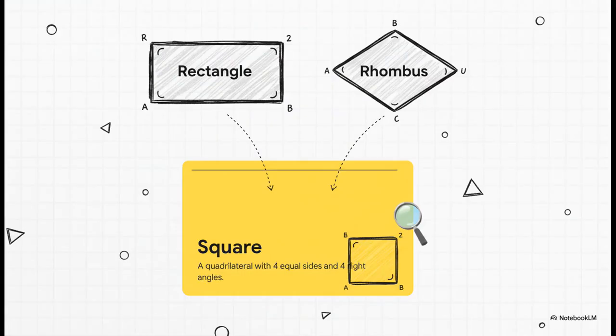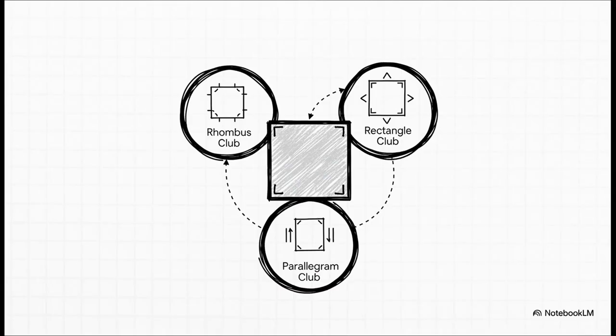The square? That's right. A square is basically the perfect child of a rectangle and a rhombus. It's got 4 equal sides, which makes its rhombus parent happy, and it's got 4 perfect 90-degree angles, which makes its rectangle parent happy. It is the absolute best of both worlds. And this is what makes the square so special. And also a little confusing.